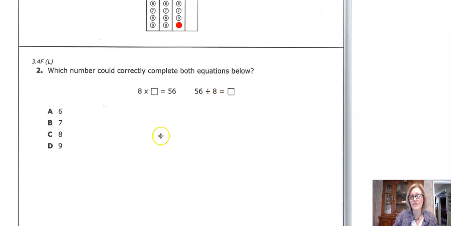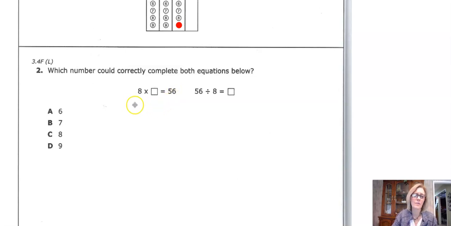So I could draw a family of fact house like we've taught, or I've taught you how to do in class. Or I could just do a guess and check. I could put numbers in and see if they solved my problem. Or I might even know the answer.